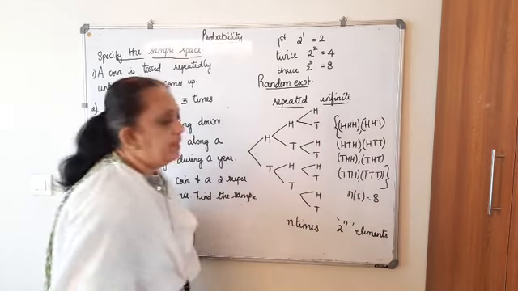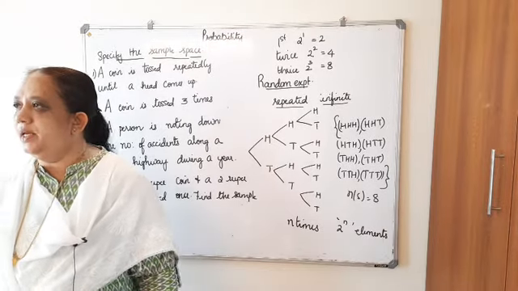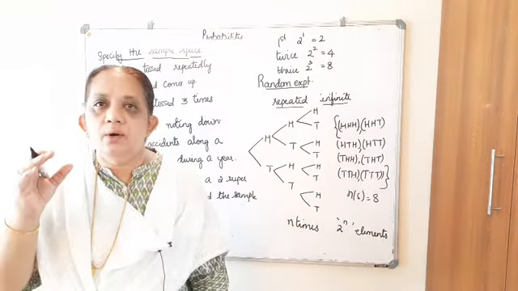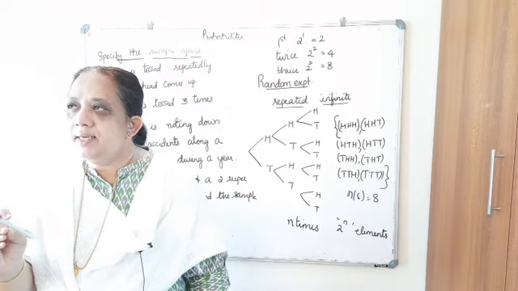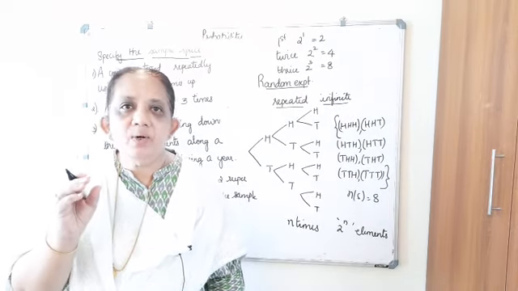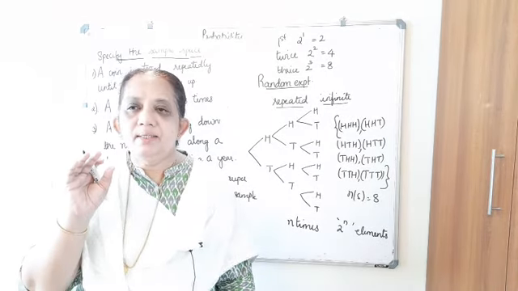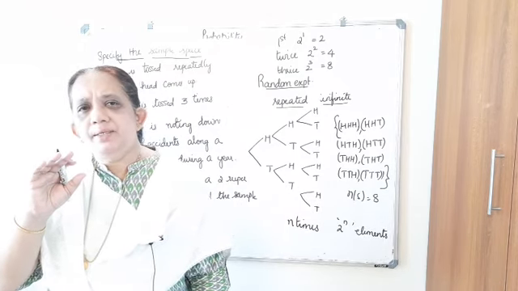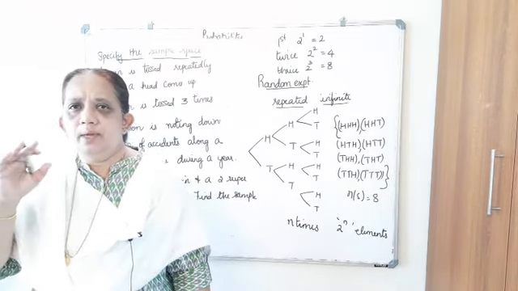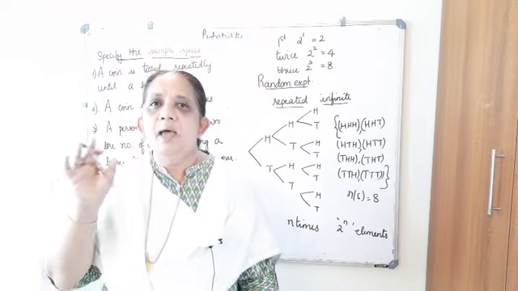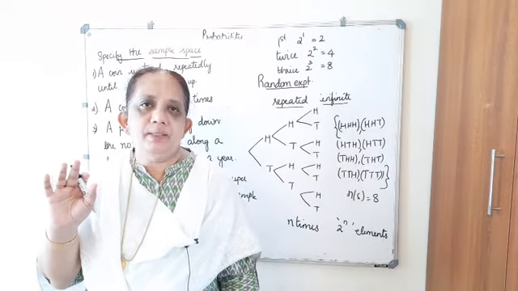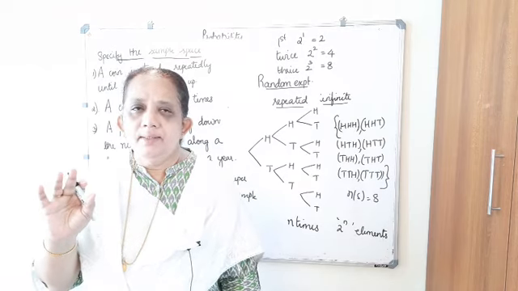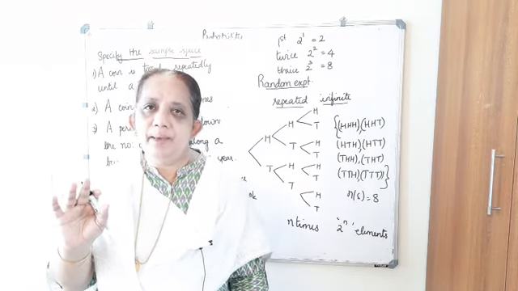The sample space consists of 2 raised to n elements. When you want to focus on probability, the first thing is you have to identify clearly what the random experiment is. A random experiment means an experiment that can be repeated infinite number of times, but we cannot predict with certainty what the outcome will be. Such an experiment is called a random experiment.